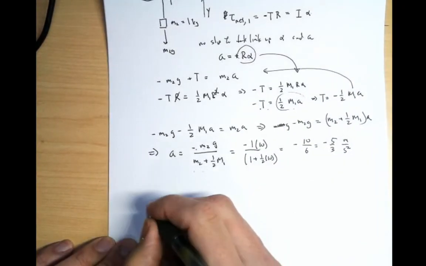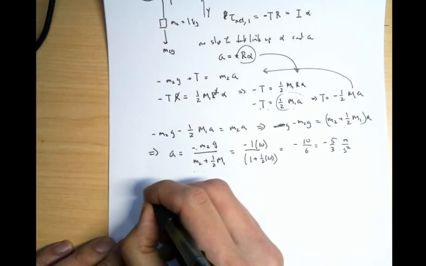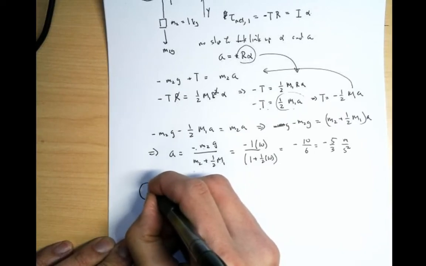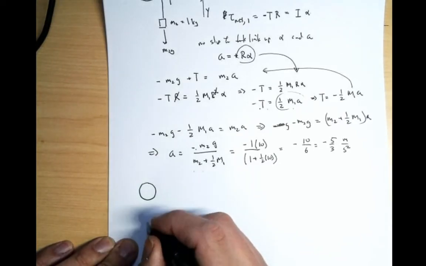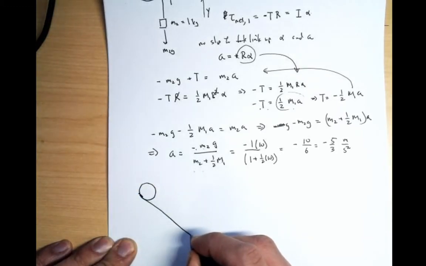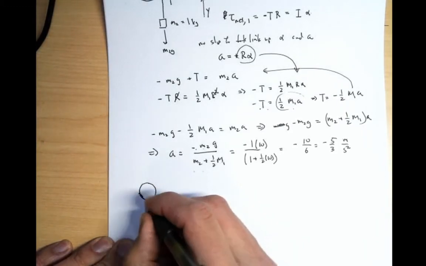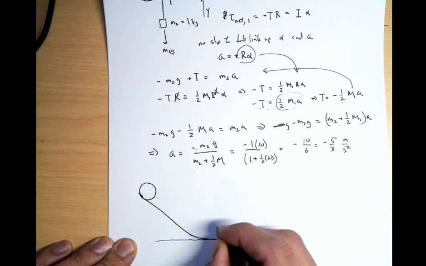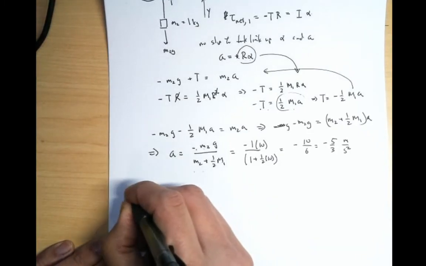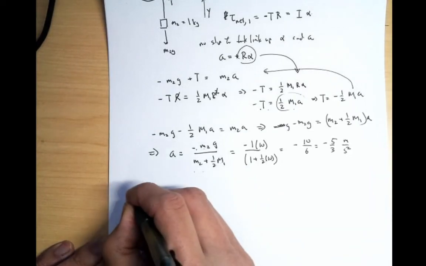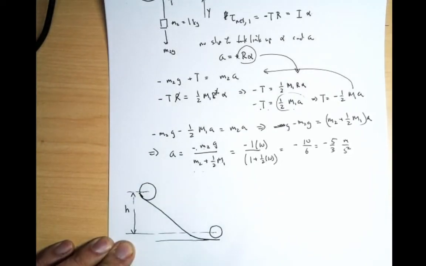Let's consider the following. Let's imagine I have some ball here, and it's going to roll down some inclined plane, such that it eventually reaches some bottom. So the difference in height, and be sure to draw the center of mass here. This is H here.